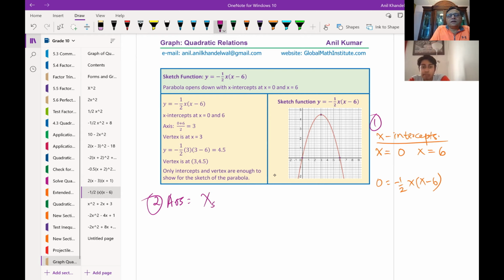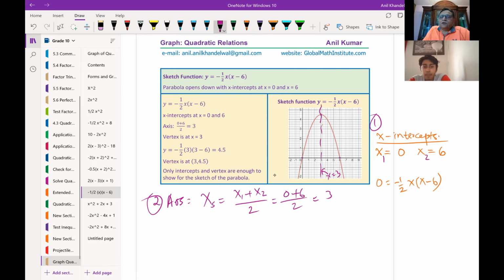Okay. So you add both these. Let me say these are 1 and 2, right? Add 1 and 2 and then divide by 2, so 0 plus 6 divided by 2, 6 means 3. So we have the axis of symmetry, which is shown here on the graph, whose equation is x equals 3. Is it clear?